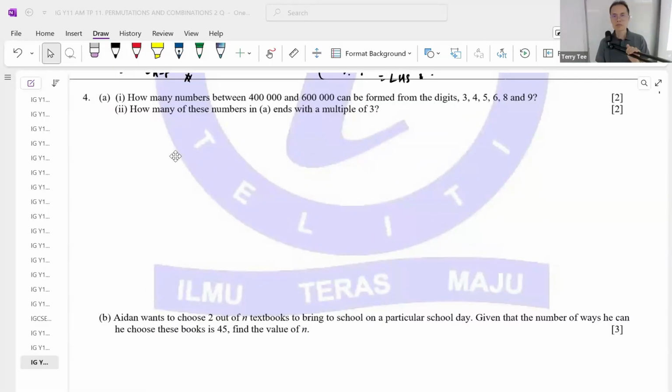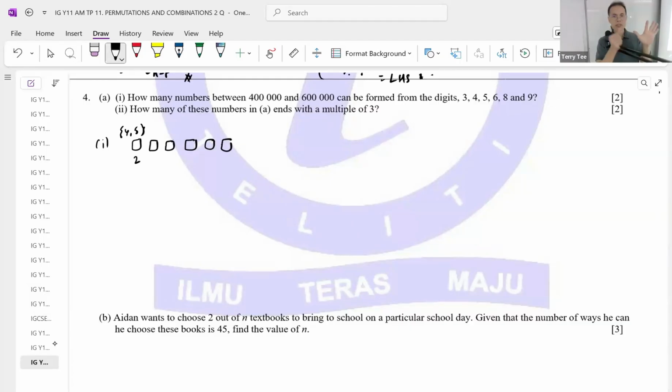So how many numbers between 400,000 and 600,000 can be formed from these digits? Okay, there are 6-digit numbers here, so we draw 6 boxes. When they say between 400,000 and 600,000, it means you have to begin with 4 or 5. You cannot begin with 6. The moment you begin with 6 it is more than 600,000, right? So how many ways can I begin? 2. And when we've got 6 digits, you've taken 2 digits out. You're left with how many?